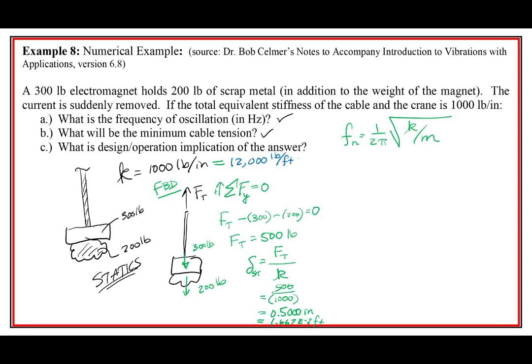And then here, to make the units match, we need the mass. So we get the 12,000 pounds per foot. Divide by the 300, because the only thing that's left on there, the 200 goes away. The 200 caused the deflection. Oh, wait.